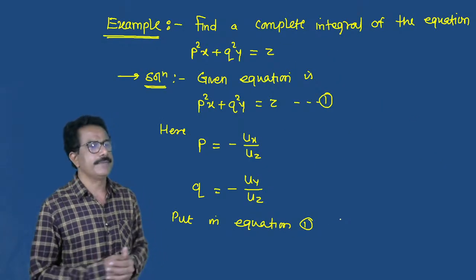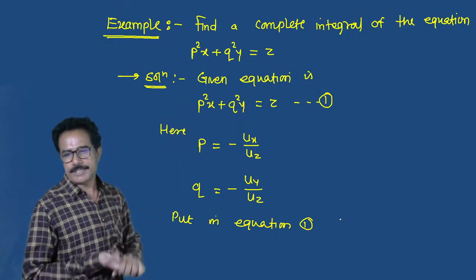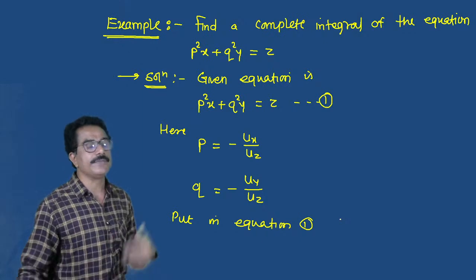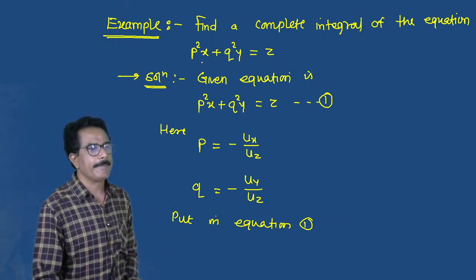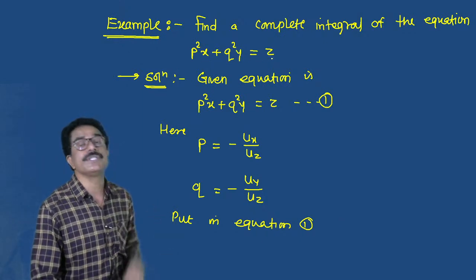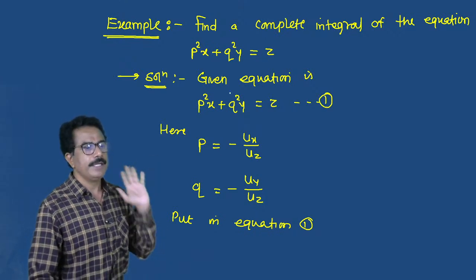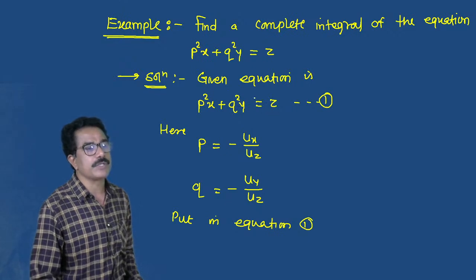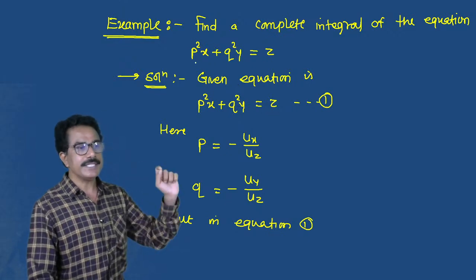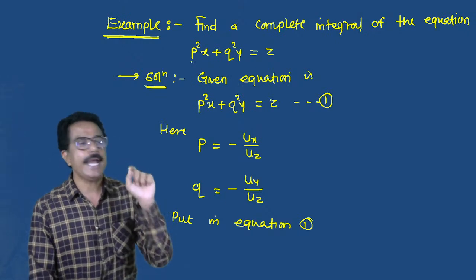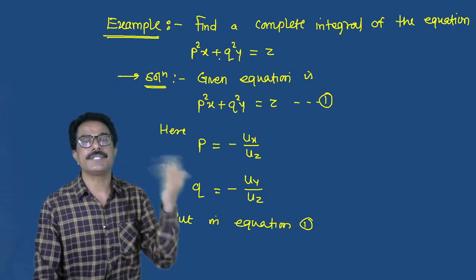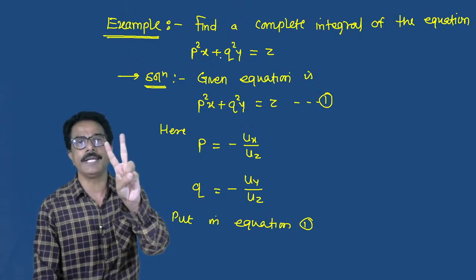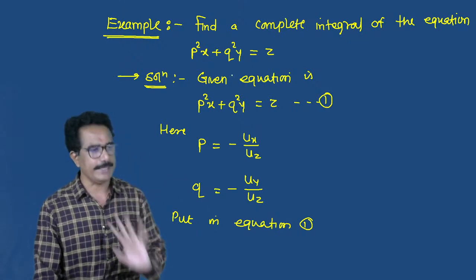Now see this example based on this. How we can solve? Find a complete integral of the equation p square x plus q square y which is equals to z. Given equation is p square x plus q square y which is equals to z. Here in this case p and q are the partial derivatives of z with respect to x and y. That means there are only two independent variables x and y.